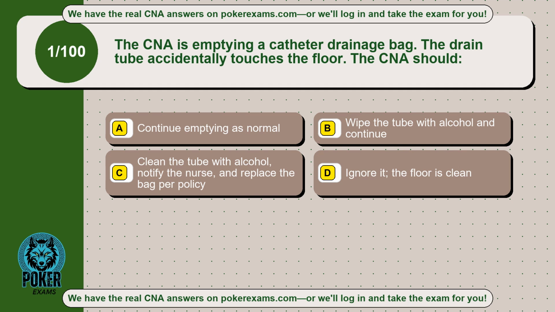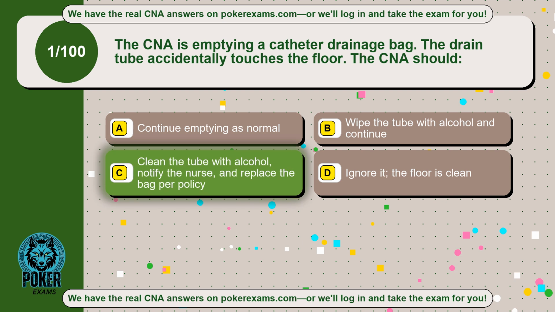Question 1. The CNA is emptying a catheter drainage bag. The drain tube accidentally touches the floor. The CNA should: Option A, continue emptying as normal. Option B, wipe the tube with alcohol and continue. Option C, clean the tube with alcohol, notify the nurse, and replace the bag per policy. Option D, ignore it, the floor is clean.